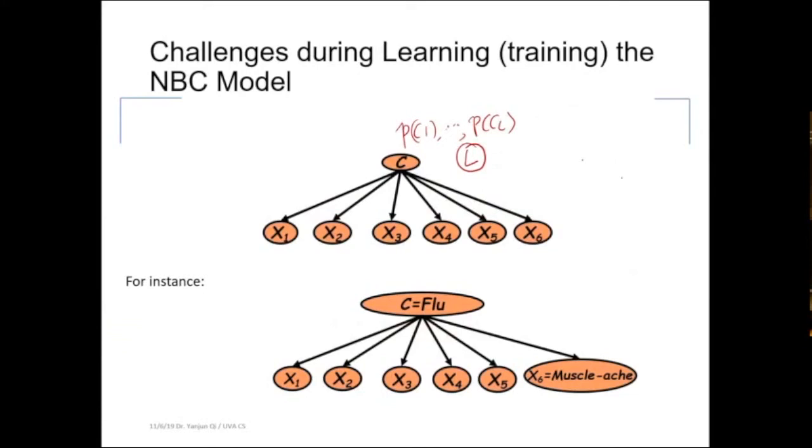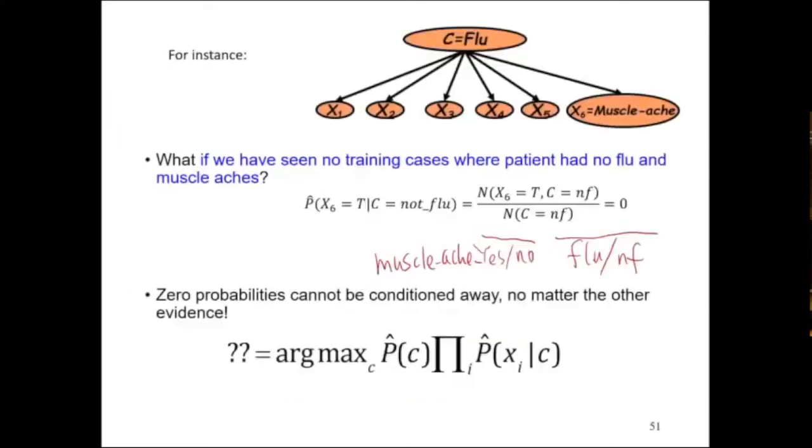And the last thing, in one minute. There are situations like this. Assume X6 is muscle ache, and C is with flu or without flu. You have to estimate the probability of muscle ache being true conditioned on flu or not flu. But maybe in your data, there's no case of muscle ache with no flu. And that makes the count zero. This is a probability 0 case, right?